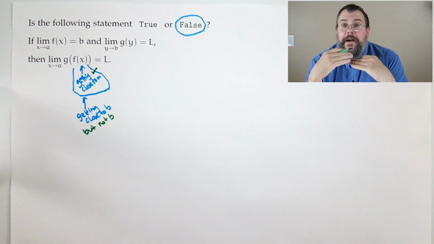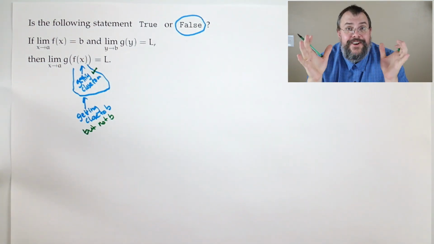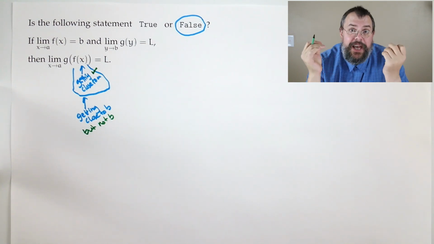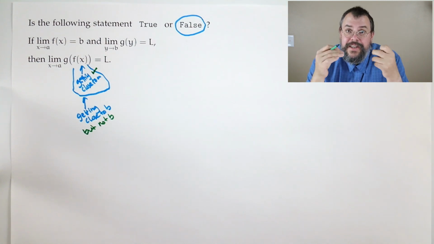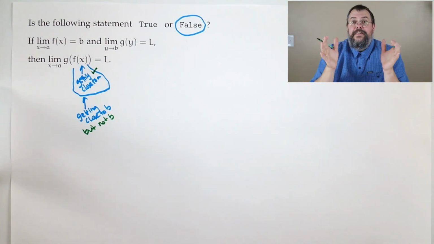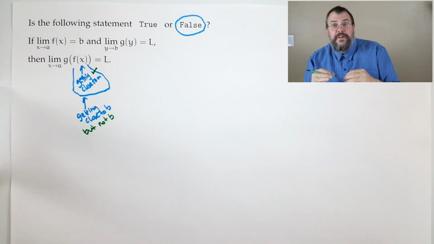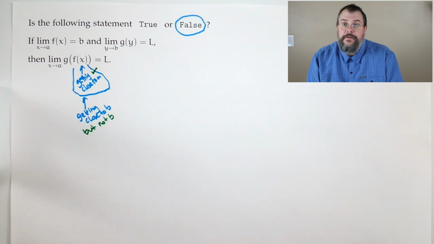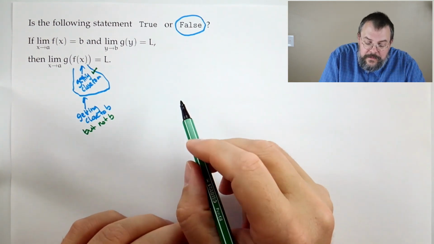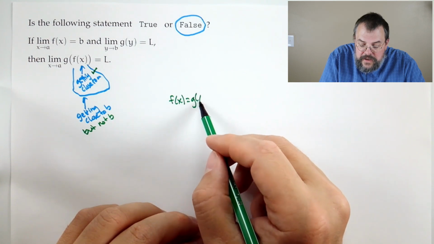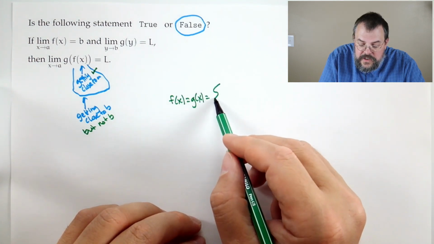Limits say, I'm getting close to this value, but I'm not looking at the value itself. So the problem is we don't know if we have control over where the function is itself, whether or not it's b or away from b. So let's be really explicit and show an example where things may not work out. Let f of x equal g of x equal the following function.